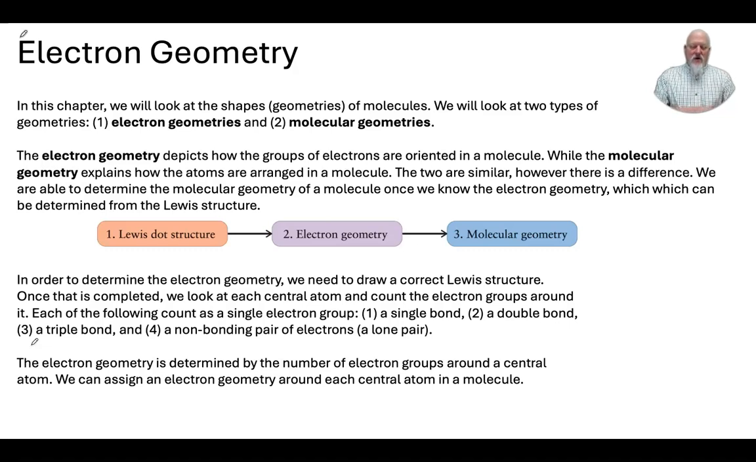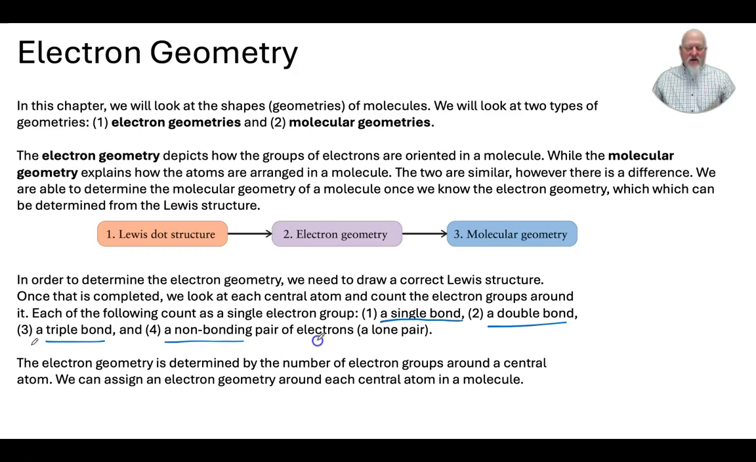When we're counting numbers of electron groups, we're going to look at the central atom, and count the number of bonding groups and the number of non-bonding groups on that atom. When I say bonding group, a single bond is one bonding group. A double bond is one bonding group. A triple bond is one bonding group. It doesn't matter if it's single, double, or triple, because those bonds exist between two atoms and they can't move anywhere else. Those all count as one bonding group.